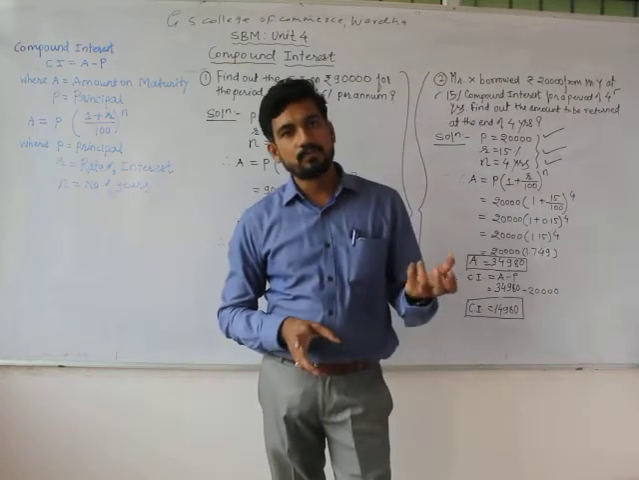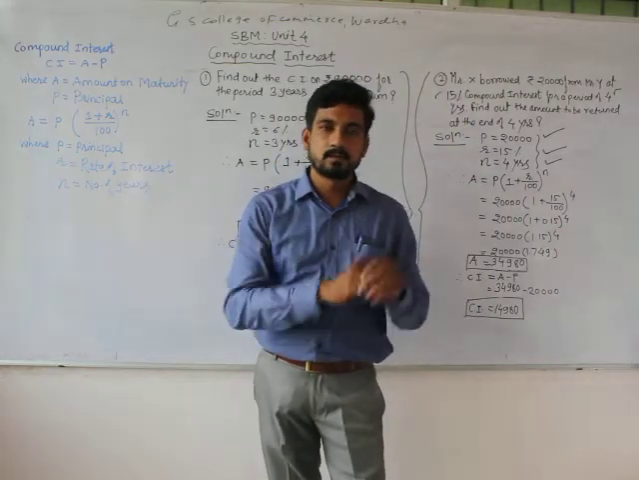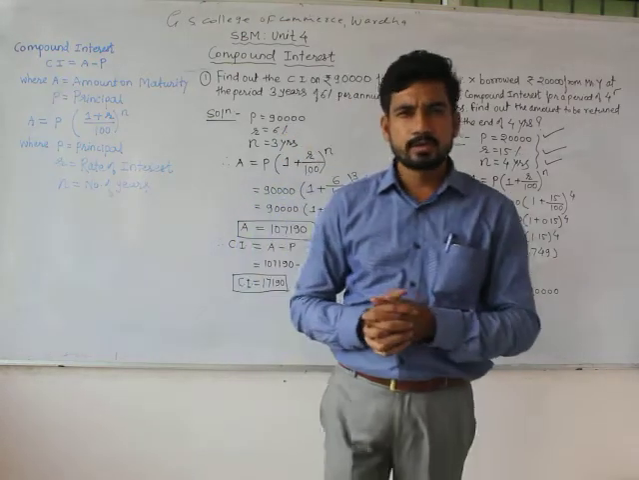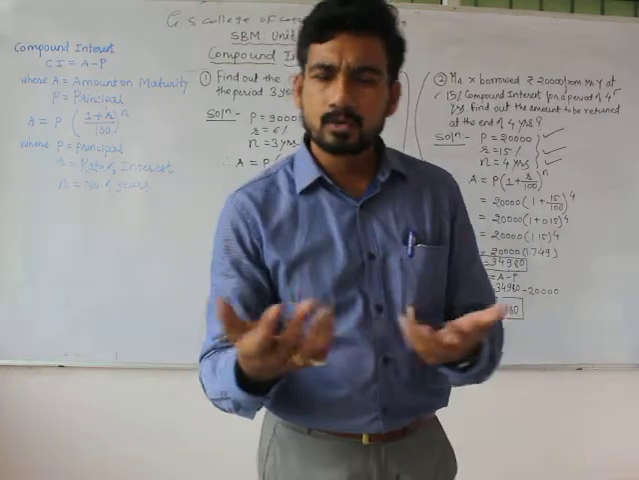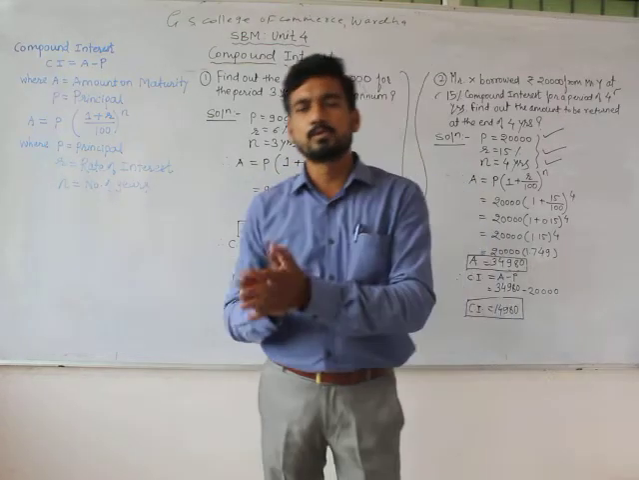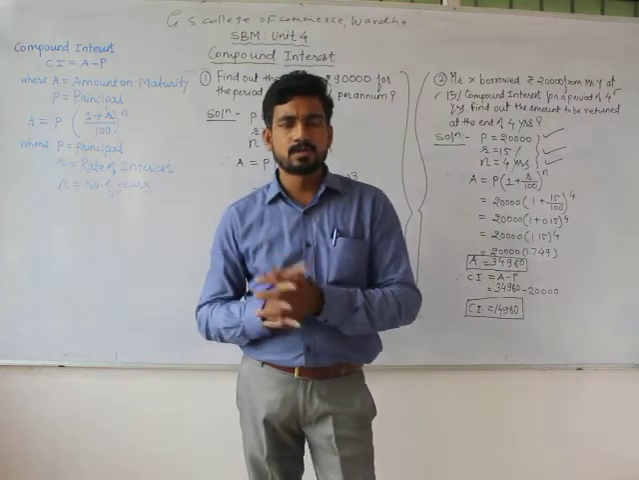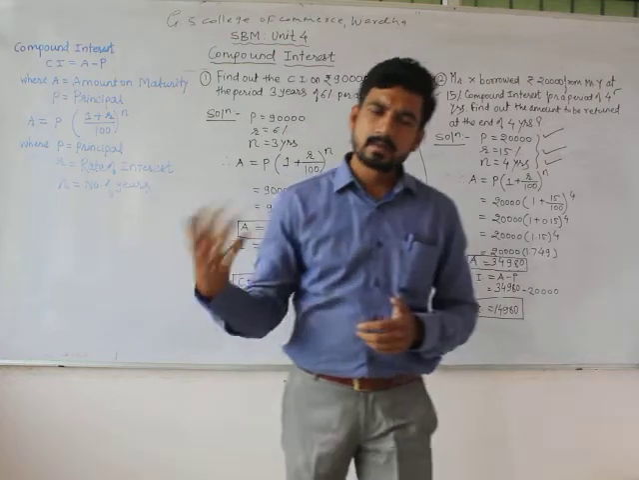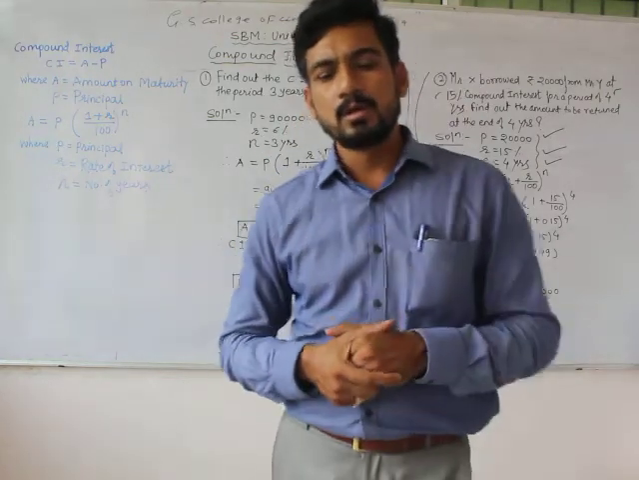This was the end of the first part of this unit number 4. In the next lecture we will have ratio and proportion, in which again there are two parts. One is ratio, another is proportion. Once again we will differentiate between ratio and proportion. We will start with ratio, and later we will move to proportion.